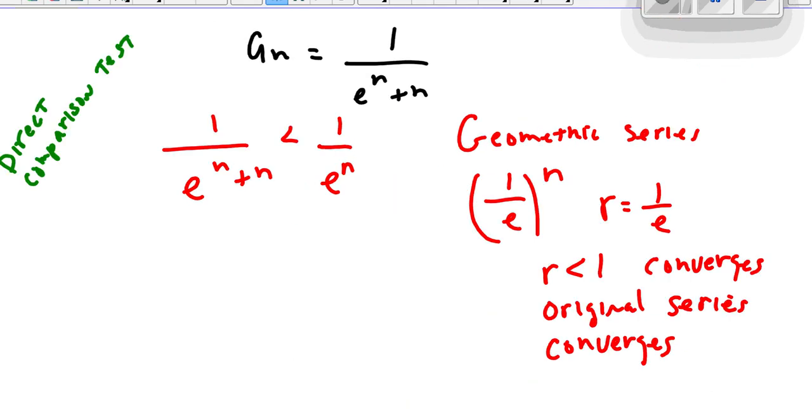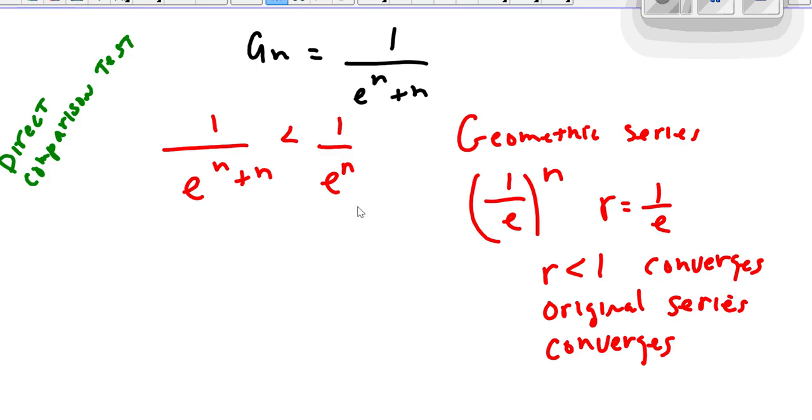All right, so next one. This one is a direct comparison test. We have 1 over e to the n plus n. By direct comparison, I'm going to choose my b sub n to be larger. So that's just 1 over e to the n. I'm just getting rid of the n. This one here has a smaller denominator, so it has to be larger.